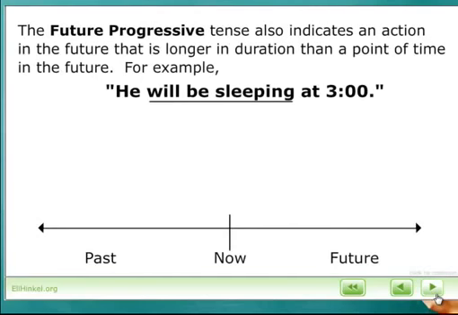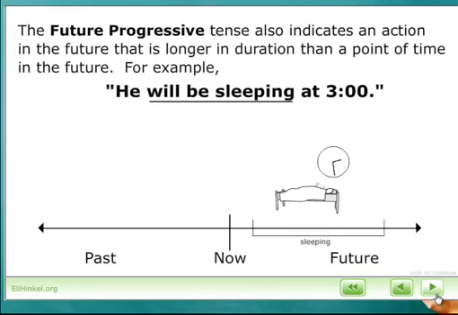The future progressive tense also indicates an action in the future that is longer in duration than a point of time. For example, he will be sleeping at 3 o'clock. I will be eating at 12 o'clock. What time are you going to go to lunch, Shelley? I'll be eating at 12 o'clock. But maybe it's 9 o'clock now. So see, that's happening in the future. I will be eating at 12 o'clock.